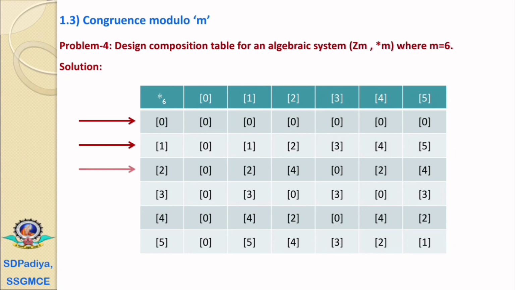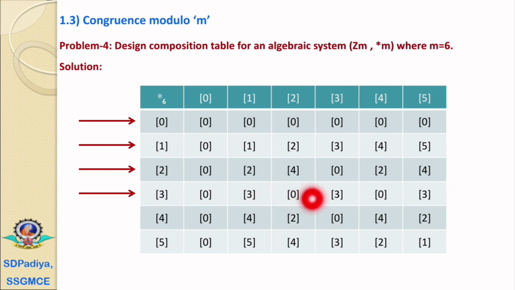Now we have some complex part. 2 into 0 is 0, 2 into 1 is 2, 2 into 2 is 4, 2 into 3 is 6 and 6 mod 6 is 0, 2 into 4 is 8 and 8 mod 6 is equal to 2, 2 into 5 is equal to 10 and 10 mod 6 is equal to 4.